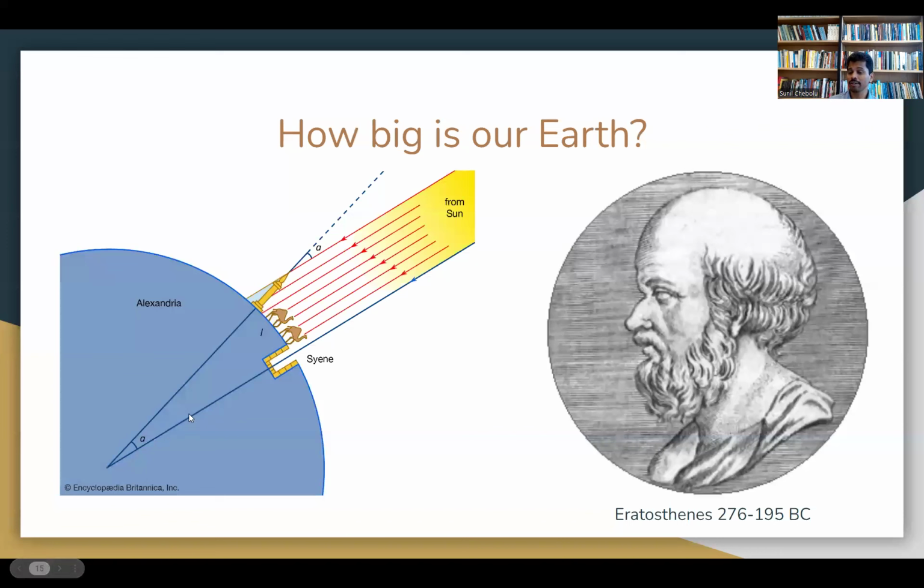So if 6 degrees corresponded to that distance, how much would 360 degrees correspond to? A simple proportion gave him an estimate for the full circumference of the Earth. And once again, due to his ingenuity and a stroke of luck, he got a pretty accurate answer, with an error of only a few percent.